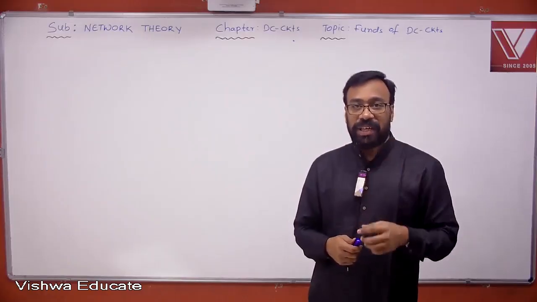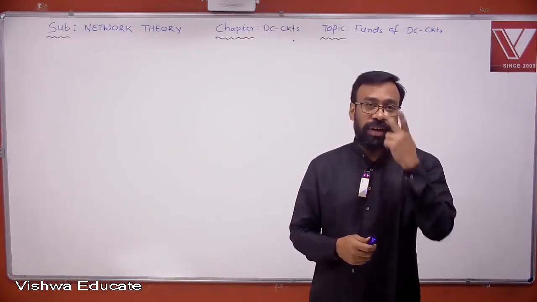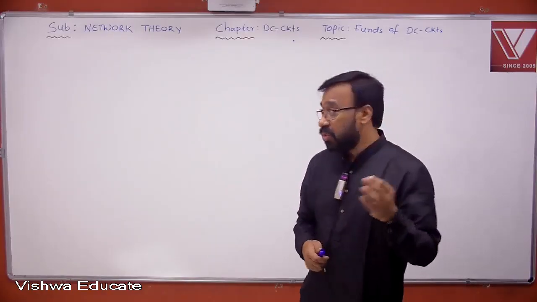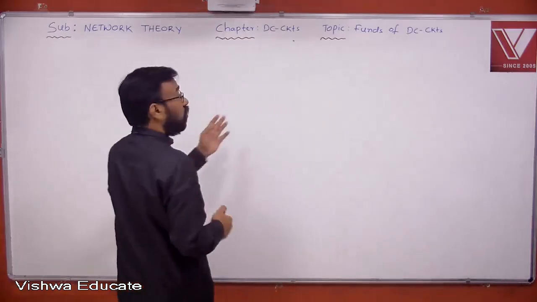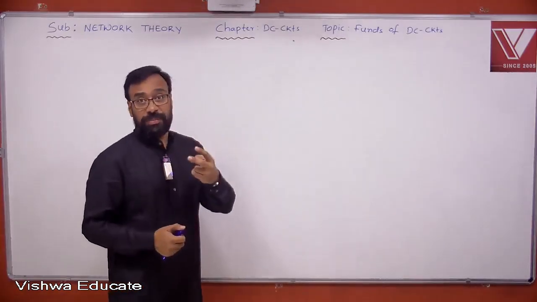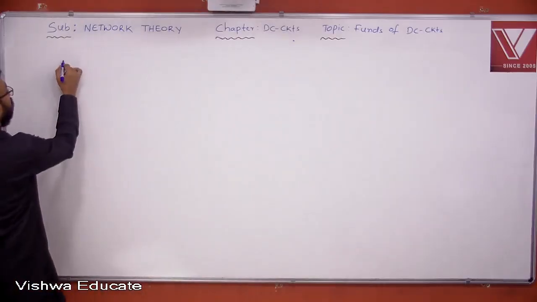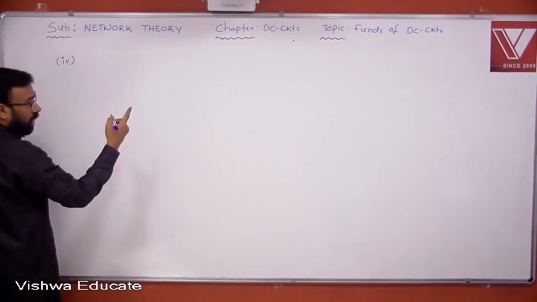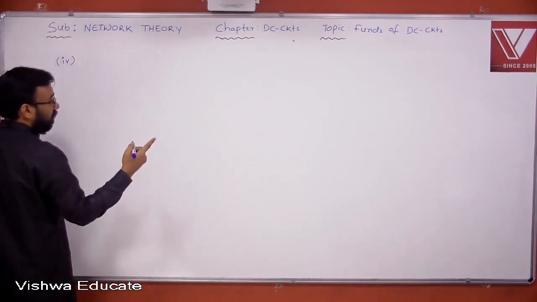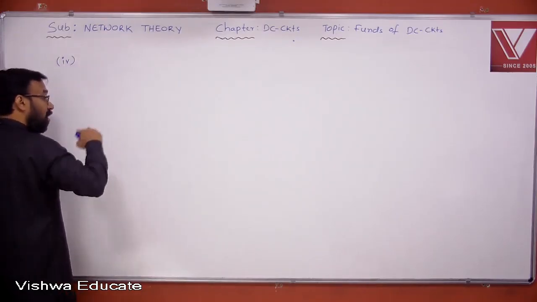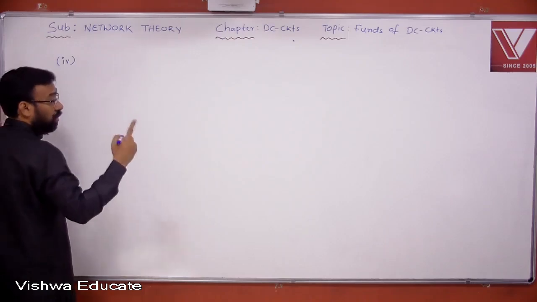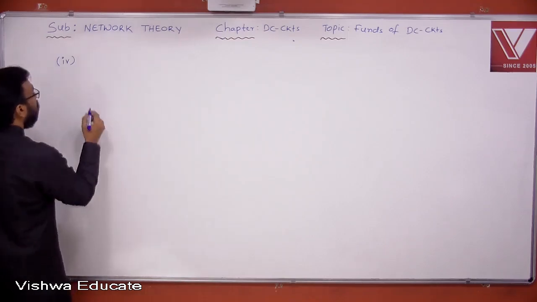I have just started the interconnection of energy sources in the last session. We have seen 3 points, and on those 3 points we have seen 2 examples. Now the fourth one, parallel combination of... We have seen series combination of voltage sources and parallel combination of current sources. Now we will see parallel combination of voltage sources and series combination of current sources. Let us see now.